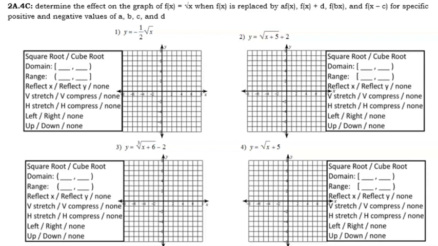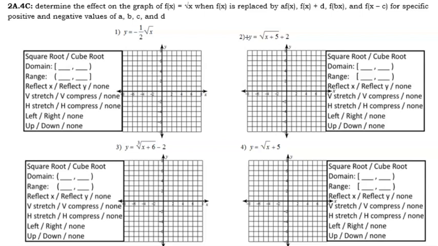Alright, let's look at the Algebra 2 topic 4c. Determine the effect on the graph of f of x equals the square root of x when f of x is replaced by a times f of x plus d, f of b times x, and f of x minus c for specific positive and negative values of a, b, c, and d. Let's look at numbers 2 and 3.